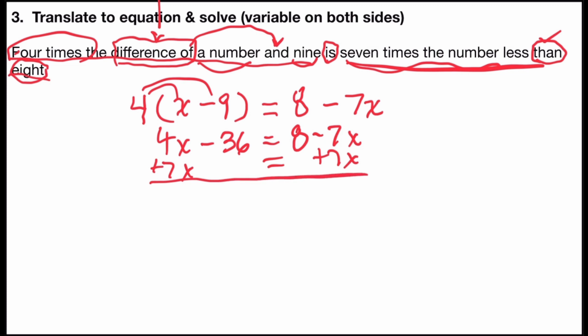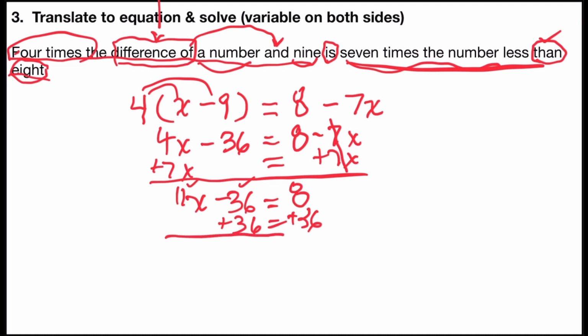So 4x plus 7x is 11x minus 36. Negative 7x plus 7x is 0. 0 plus 8 is 8. And now I'm down to that 2-step. Add 36 to both sides and divide by 11. So I'll add 36 to both sides.